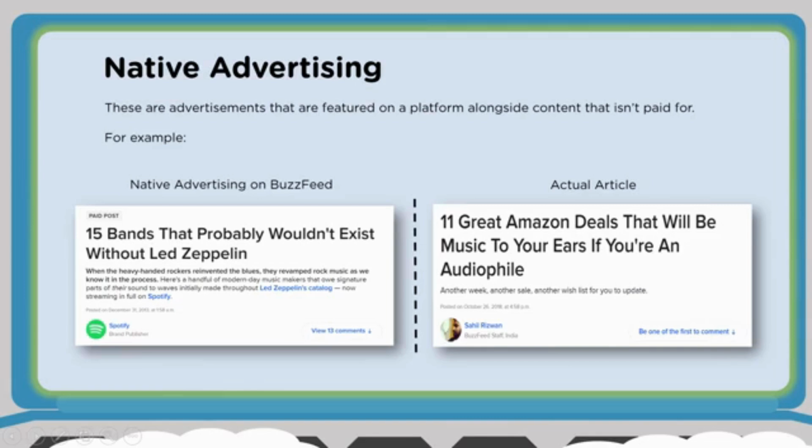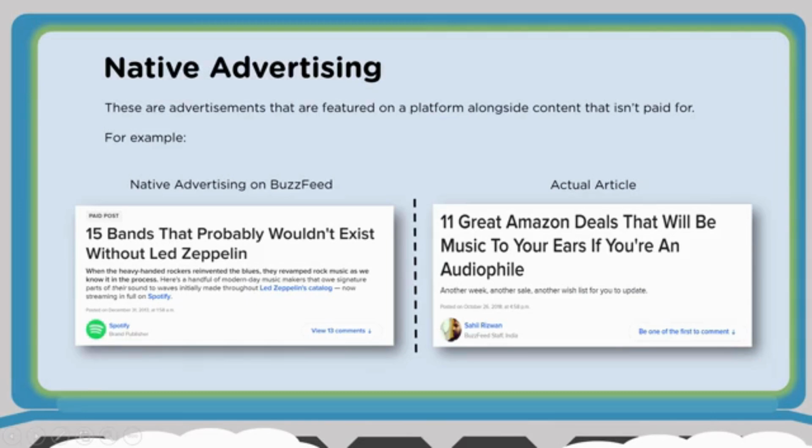This particular post was probably on a news article related to music, because they're talking about bands that probably wouldn't exist without Led Zeppelin. So for Spotify, using native advertising allows them to put their ad next to content related to their ad. Here you can see another BuzzFeed article: 11 great Amazon deals that will be music to your ears if you're an audiophile. Here you can see an advertisement next to the article. You can see the ad about Led Zeppelin, and the actual article is about music.